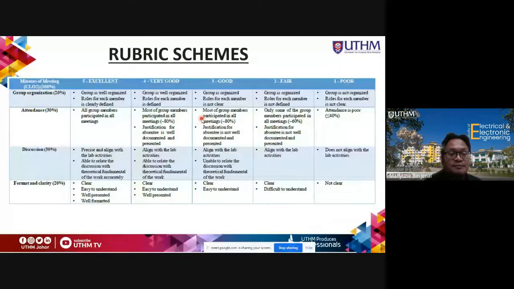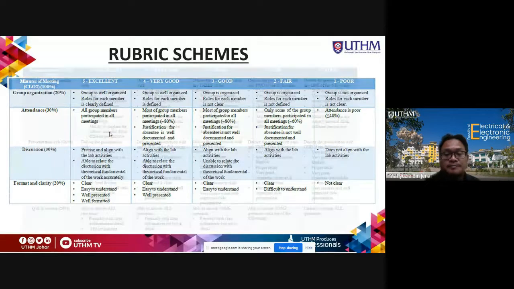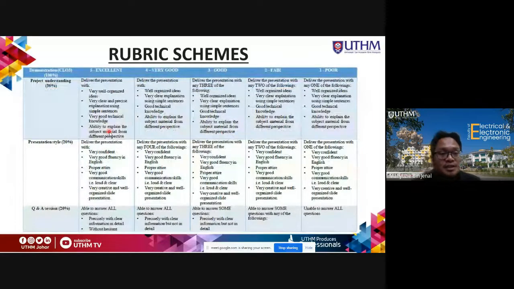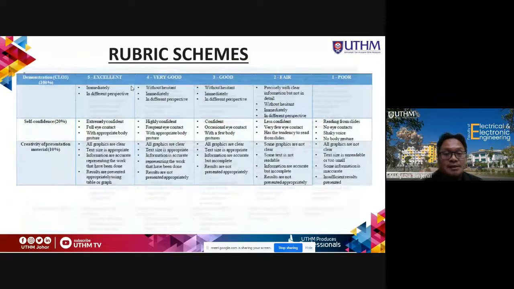Then we have, again, this is for minutes of meeting. Okay, so ignore the values, ignore the marks over here. But what you should focus on is this part: the attendance, discussion, format, and clarity, et cetera. And this is the demonstration here. This part you should focus on more, in order to obtain high marks, right?